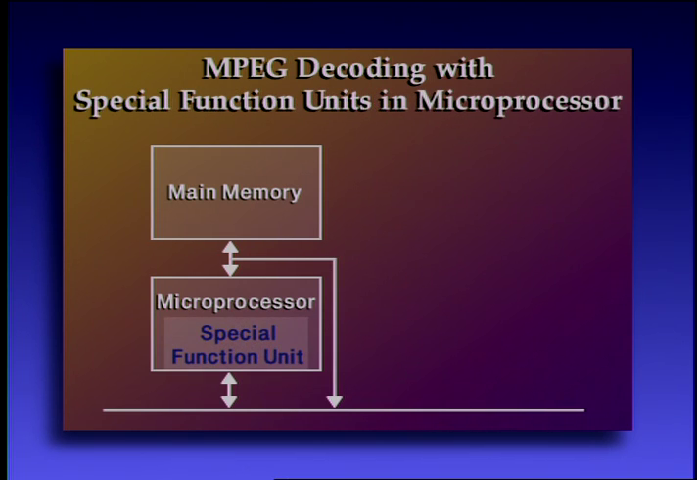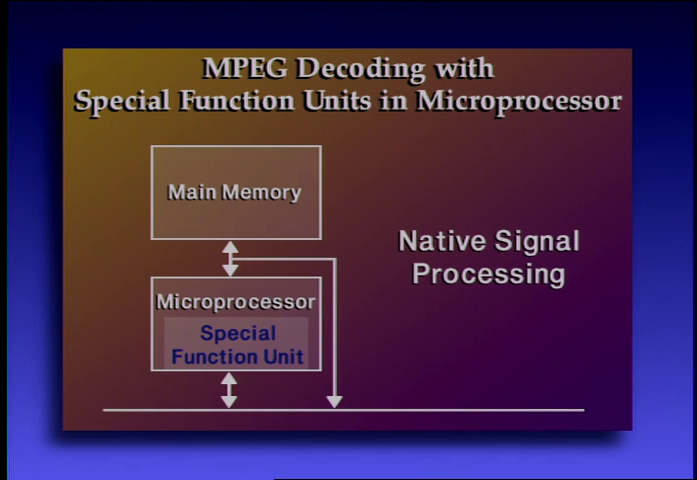Another approach has been to implement MPEG decoding with special functional units inside the microprocessor itself. So for example, you could put a special MPEG decompression circuit block inside the microprocessor, or you could put more generalized graphics functional units inside the microprocessor to perform some of the operations otherwise done by a DSP or video processor chip. This has sometimes been called native signal processing, or NSP, when the microprocessor itself performs the function of the DSP.